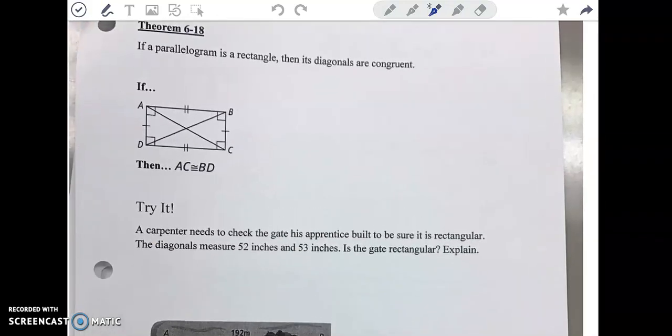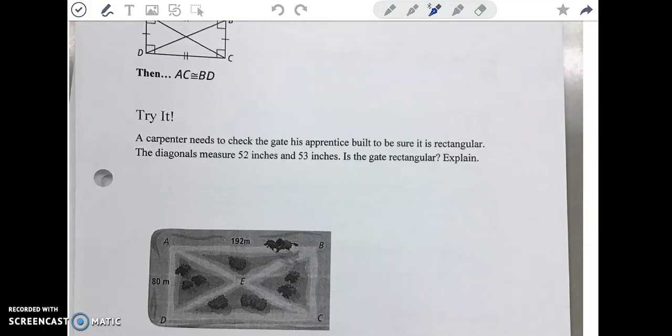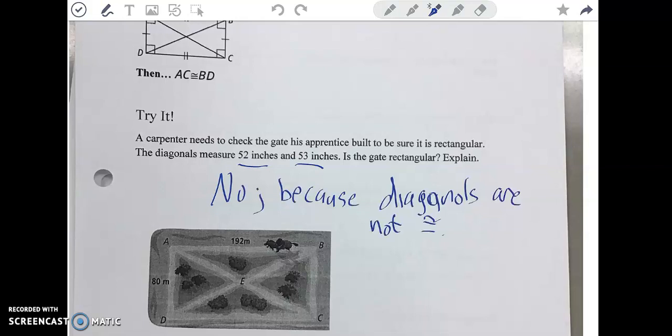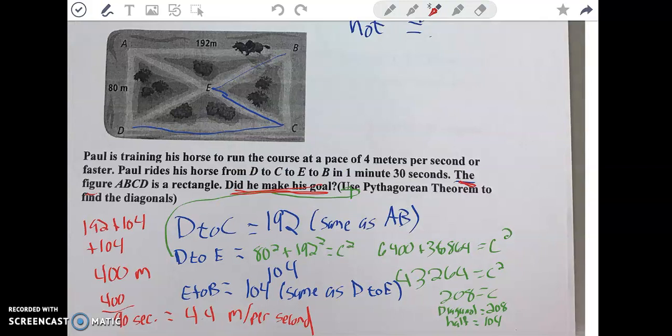Alright, so the theorem says that if the parallelogram is a rectangle, then the diagonals must be congruent. So if you look at the figure, you have the diagonal measures of 52 and 53. Well, is the gate rectangular? No, because the diagonals are not congruent. One's 52, one's 53. Take a look at this problem here as I did all of them. Worked out, explained, used different colors, and the final answer is down here. Take a look at how I did that.